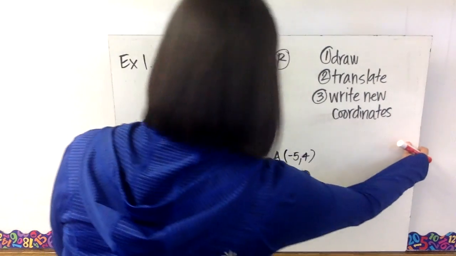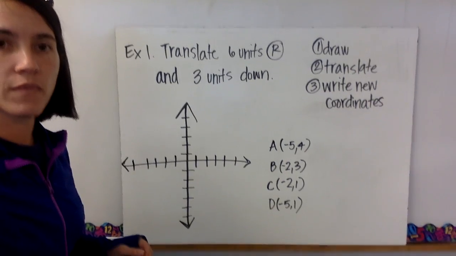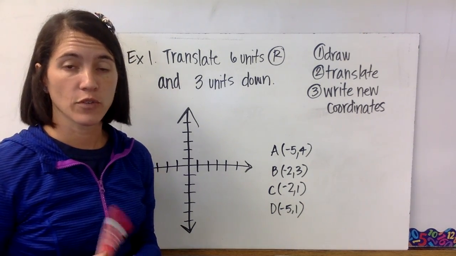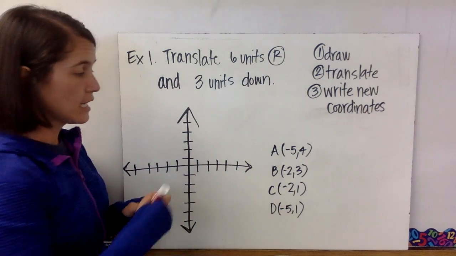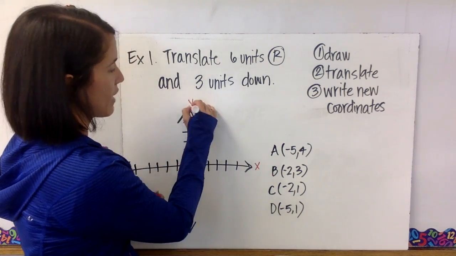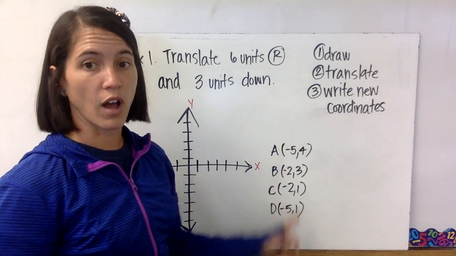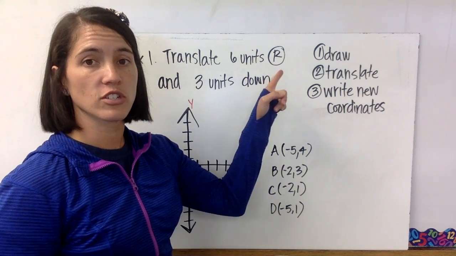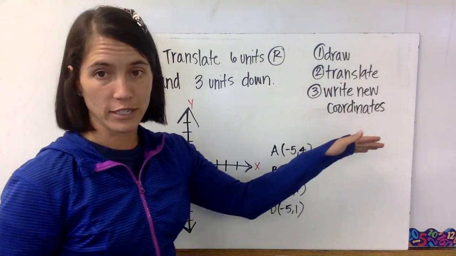All right, example 1. Copy all this down. Example 1, translate 6 units to the right and 3 units down. I have a small coordinate plane, with my x-axis and my y-axis. And here are my steps. Number 1, I need to draw this figure. Number 2, I'm going to translate it 6 units to the right and 3 units down. And then I'm going to write my new coordinates of the image.